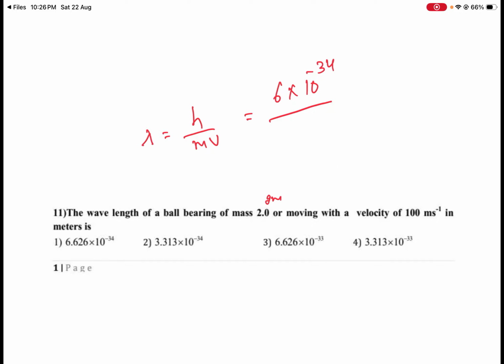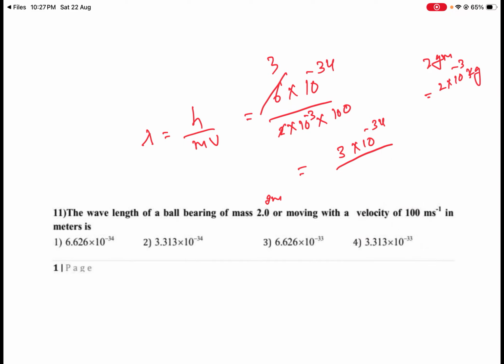The mass of the ball is given as 2 grams. So we are taking SI units. So 2 grams is equal to 2 into 10 power minus 3 kg. So 2 into 10 power minus 3 into velocity, which is 100. So 6 divided by 2 is 3, so this is equal to 3 into 10 power minus 34 by 10 power minus 3 into 100.